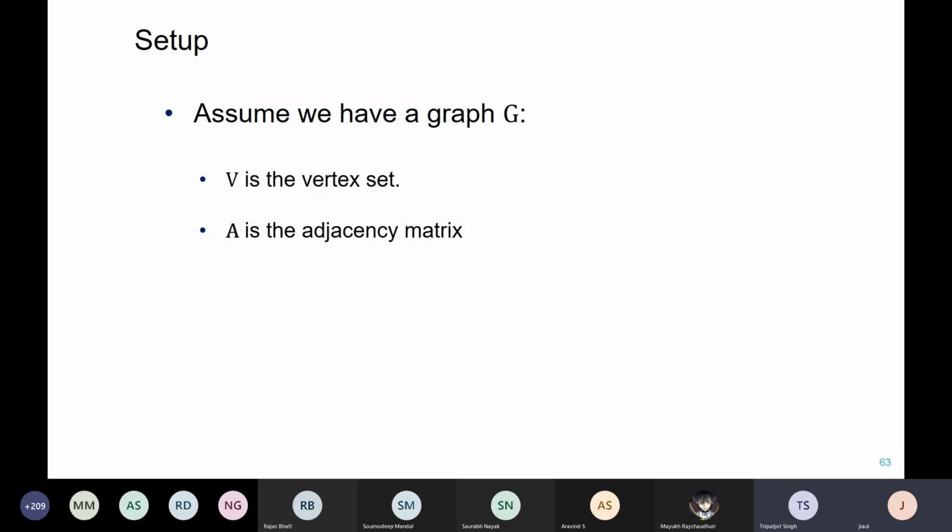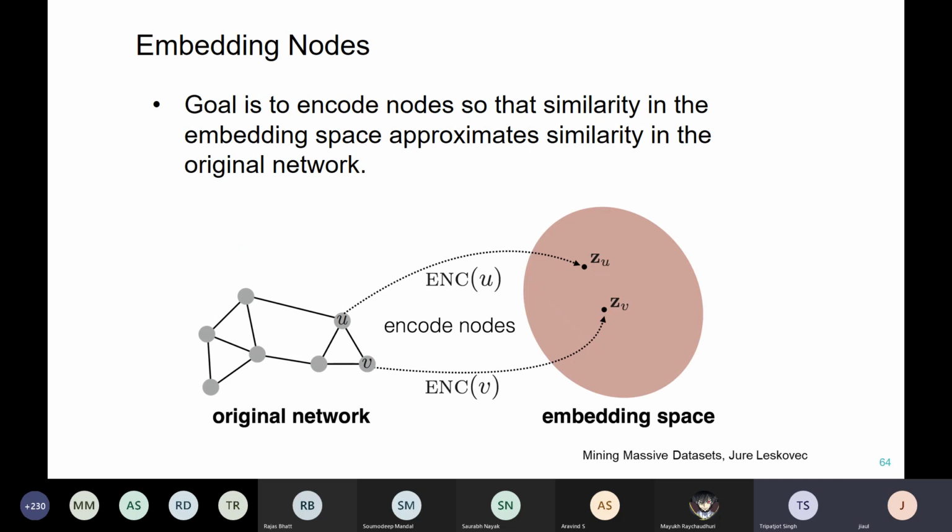So here is the setup that we assume. Assume that we have a graph G, where V is the set of vertices and A is the adjacency matrix that we have, telling the connections in the graph. Our primary goal is to encode the nodes so that the similarity in the embedding space, the space into which you are converting these nodes into vectors, will approximately equal the similarity in the original network.